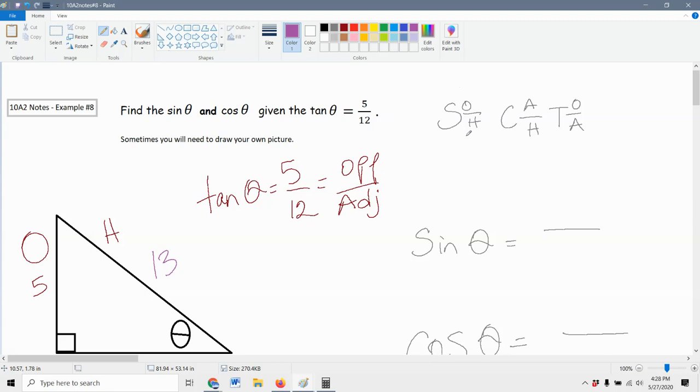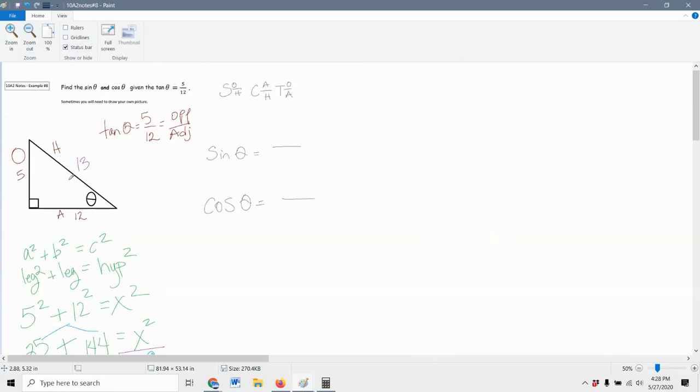is our opposite side over our hypotenuse. That means the opposite side from theta, that's here, that's 5. Our hypotenuse, of course, is 13. This can't simplify anymore, of course, because these both are prime. Cosine of theta is adjacent over hypotenuse, meaning 12 over 13.